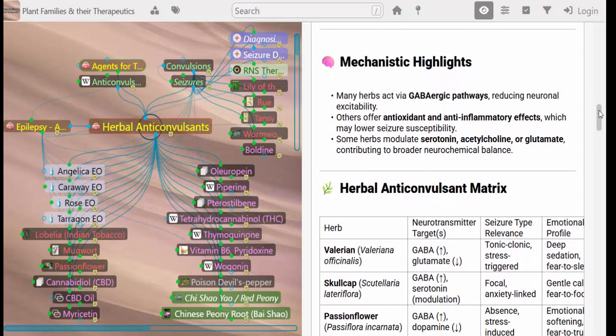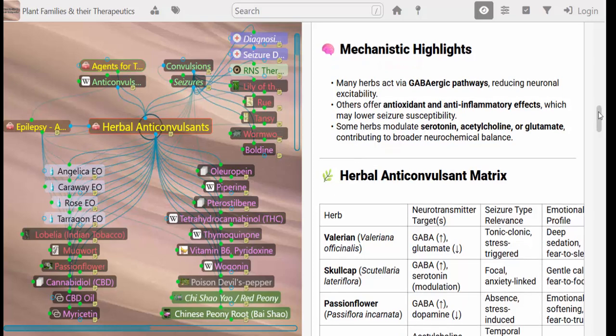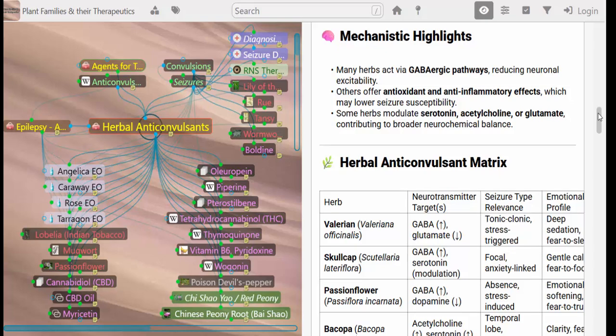And then we've got some mechanistic insights. Many herbs act through this GABAergic pathway system, reducing neuronal excitability. Others offer antioxidant and anti-inflammatory effects that can lower seizure susceptibility. And some herbs modulate serotonin, acetylcholine, or glutamate, contributing to broader neurochemical balance.